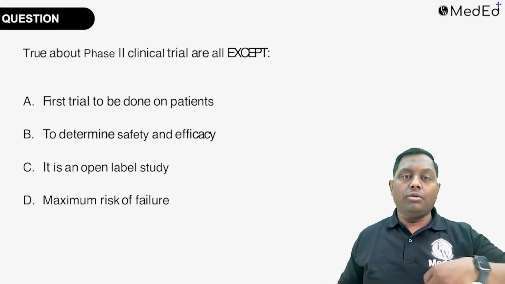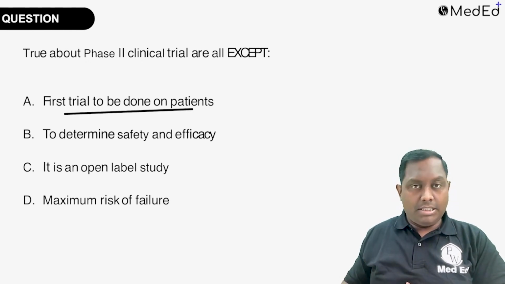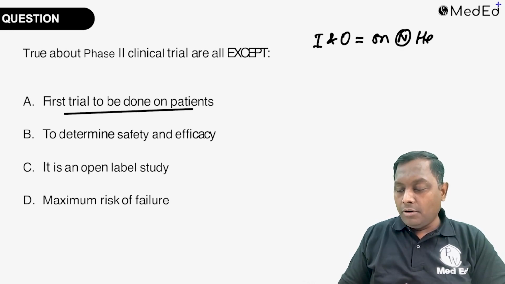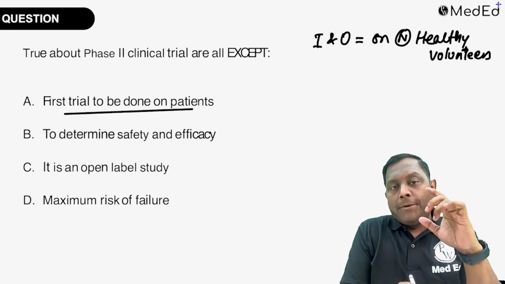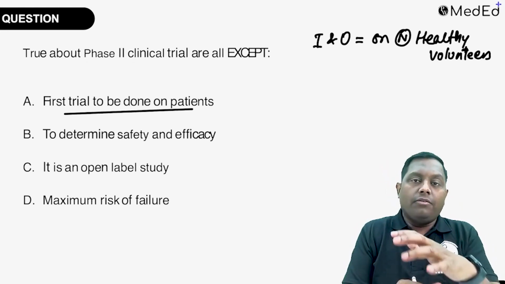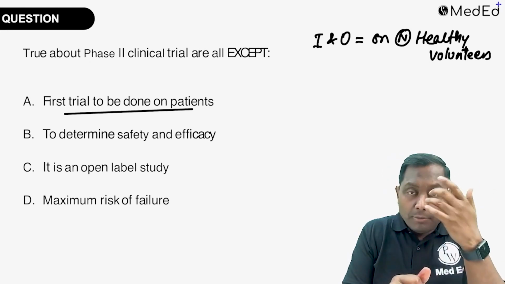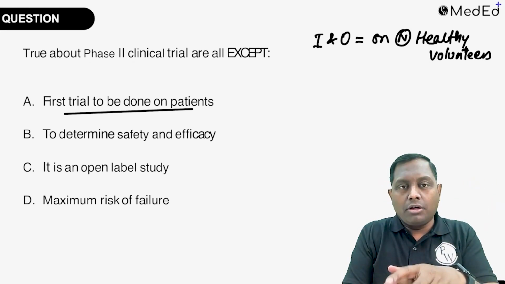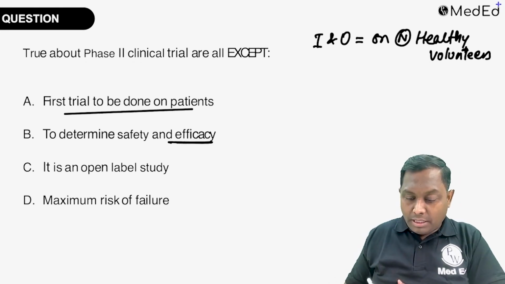True about phase 2 clinical trial are all except: first trial to be done on patients. Yes, because phase 1 and phase 0 are done on normal healthy volunteers. So the first time you enroll patients is in phase 2. There are some exceptions, like chemotherapeutic agents and antiretroviral drugs, where we usually enroll patients from phase 1 itself. And it is to determine mainly the efficacy and safety. Yes, it is not open label.